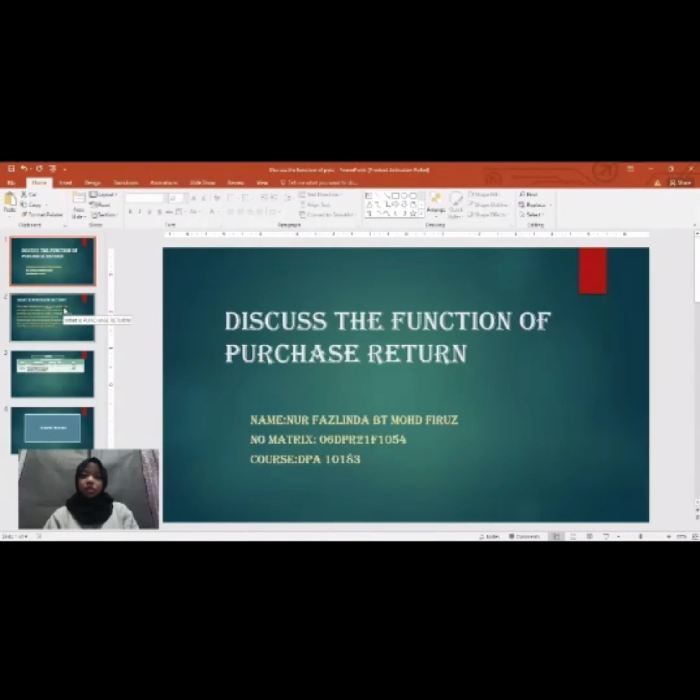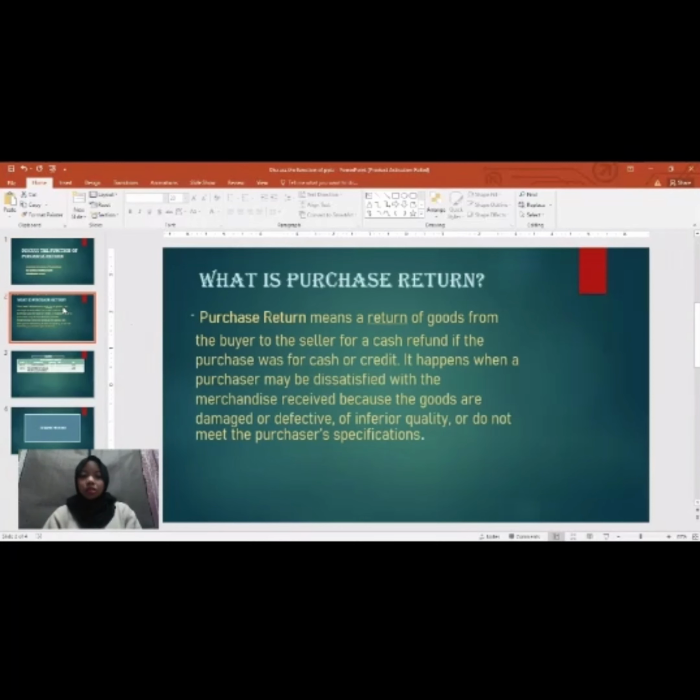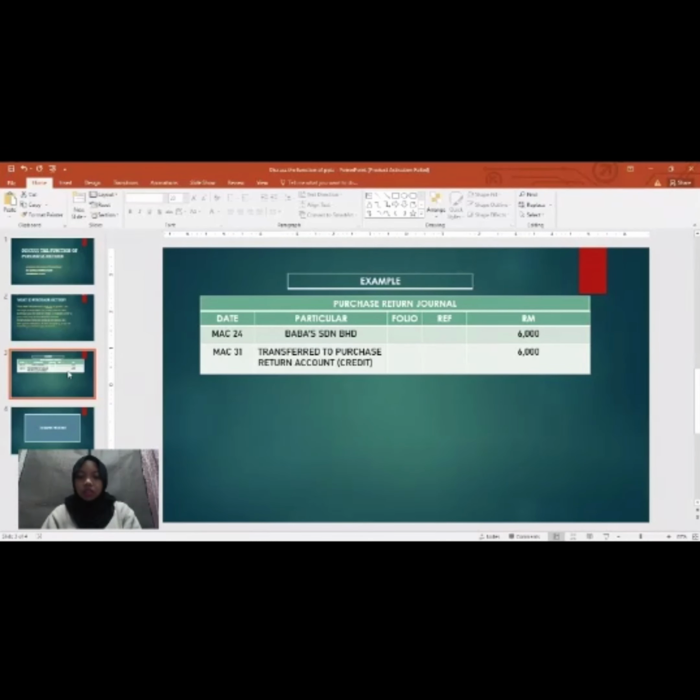Alright, what is purchase returns? Purchase return means a return of good from the buyer to the seller for a cash refund if the purchase was for cash or credit. It happens when the purchaser may be dissatisfied with the merchandise received because the goods are damaged or defective, of inferior quality, or do not meet the purchaser's specification. So this is example for purchase return journal.